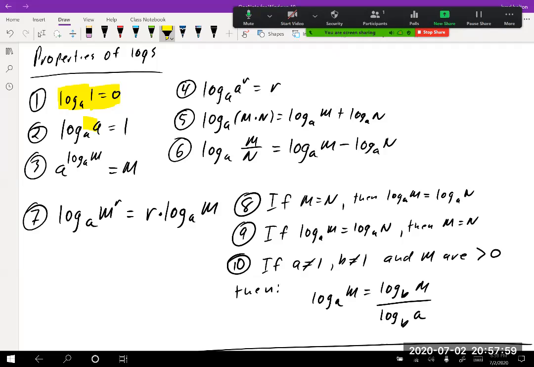Now, this is a kind of a nice one. Whenever you have a base and an argument that are the same thing, you get 1 as the answer. So A to the 1 is equal to A. So this is kind of a cool one that sometimes cleans problems up for you.